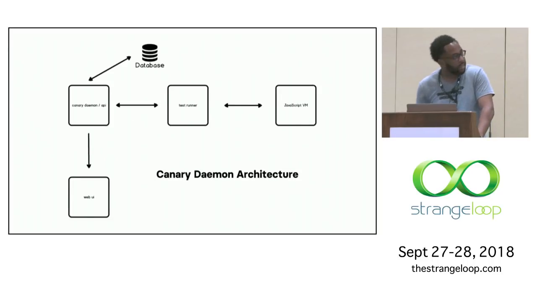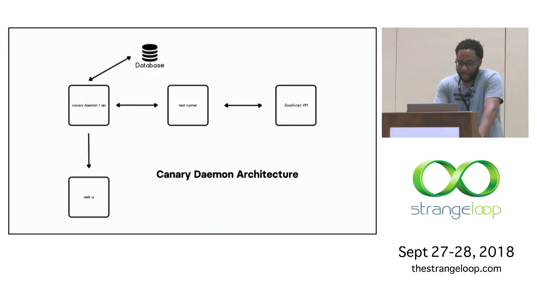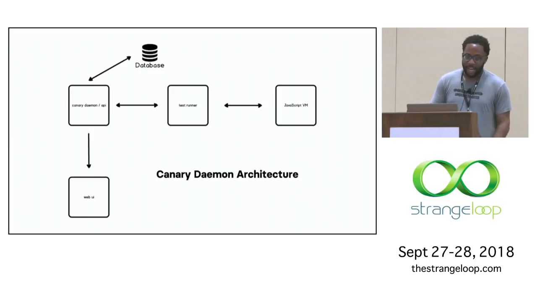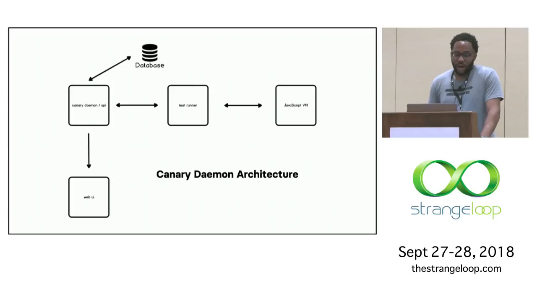So here are these core components in an architecture diagram, pardon the tiny text. Basically, starting from the left, we have the Canary Daemon, which runs indefinitely. This will also serve as an API and serve up the web UI. This will configure the VM or the Canary with what it needs and call the test runner for each test.